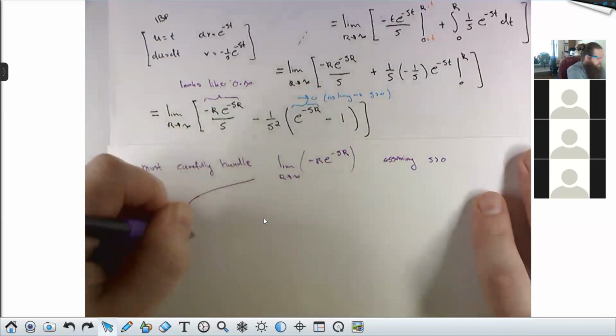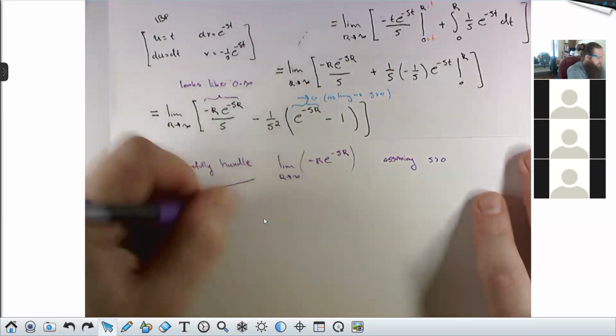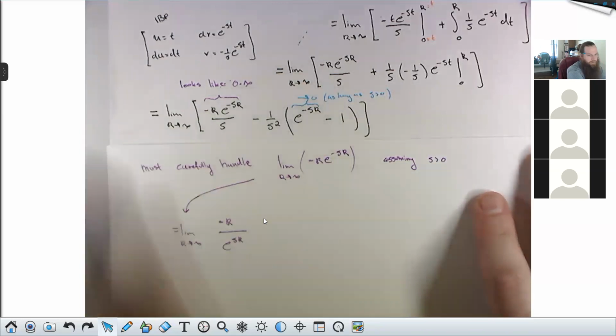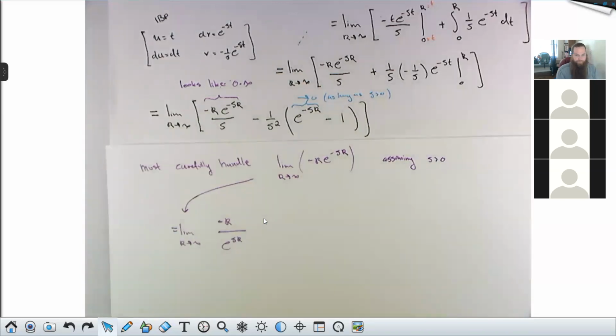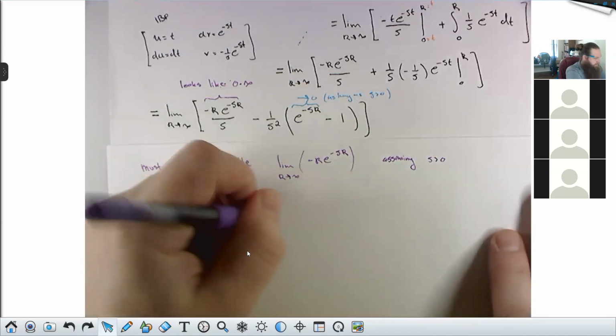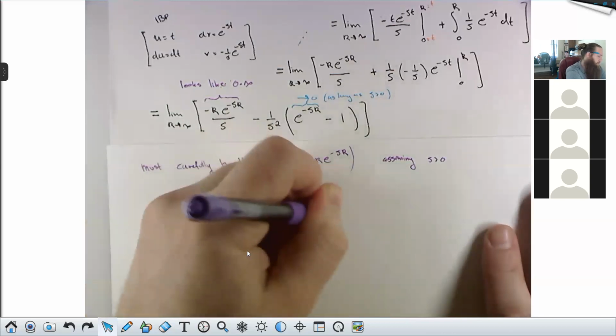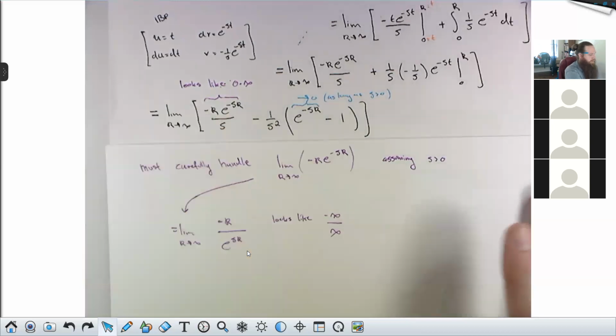This is lim r to infinity, negative r over e to the positive sr, right? E to the negative blah is 1 over e to the blah. And now the top looks like a negative infinity over positive infinity. Sorry, negative infinity over infinity. So what can I do with that? L'Hopital's rule. Very good, L'Hopital's rule.